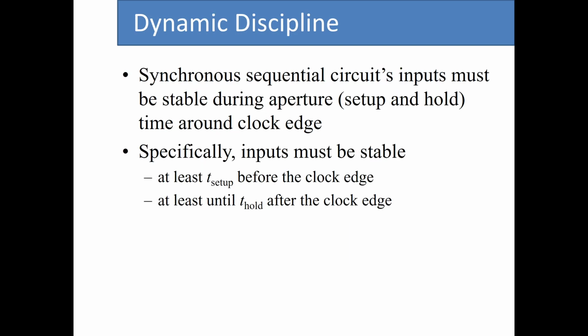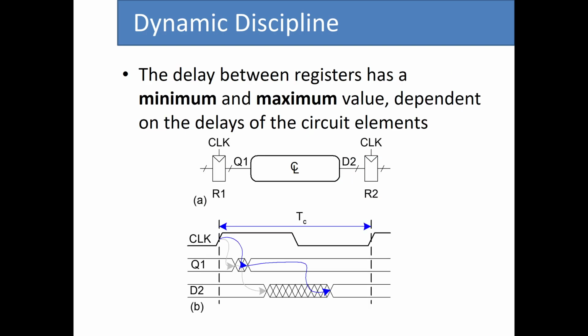So now that we have these constraints, we can talk about the dynamic discipline for the sequential logic circuits. Synchronous sequential logic circuit inputs must be stable during aperture time, and that means at least for T setup before the clock edge and at least until T hold after the clock edge. So this is a repetition of what I said in a previous slide. But let's just see what the implications are for these constraints.